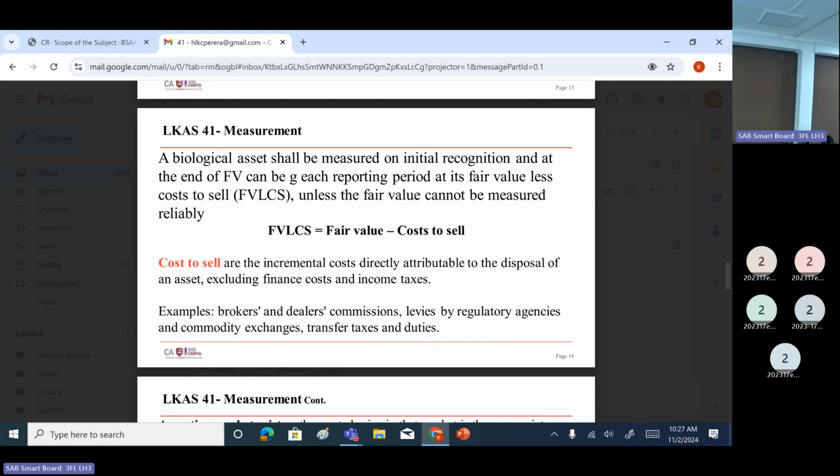Right? Fair value less cost to sell. The question. For this, we have to use a different standard, SLFRS 13, fair value standard. How are we going to get the fair value? Fair value.